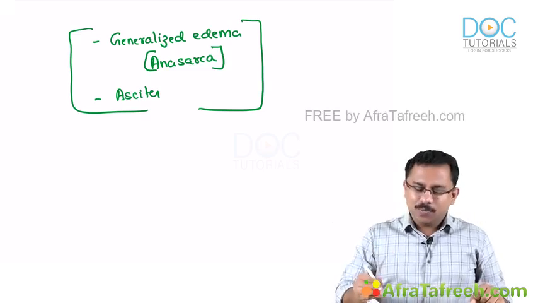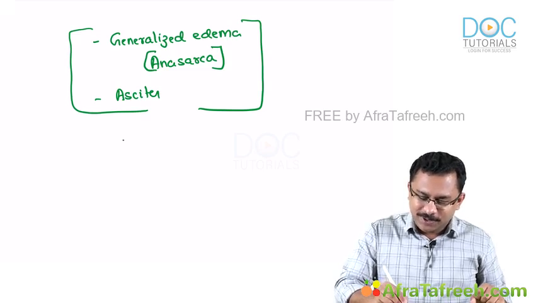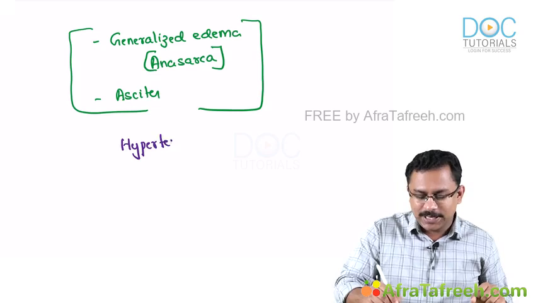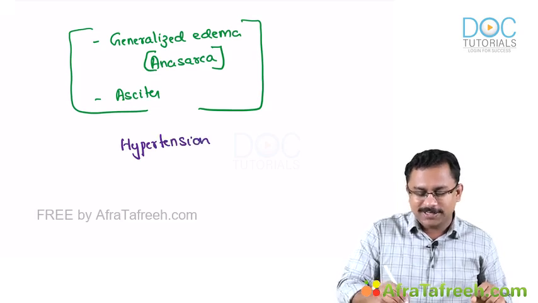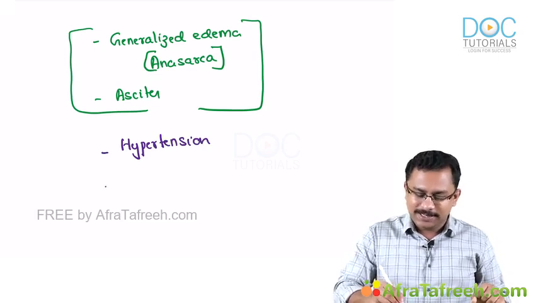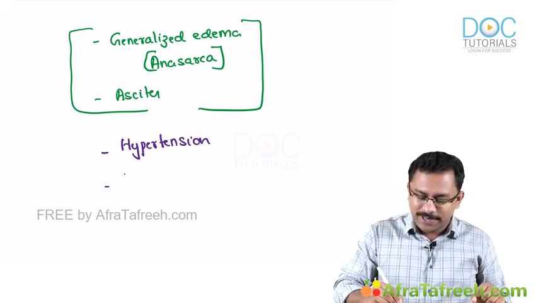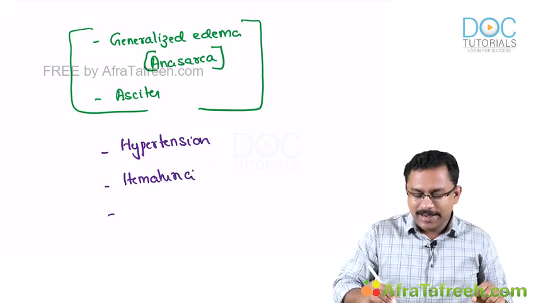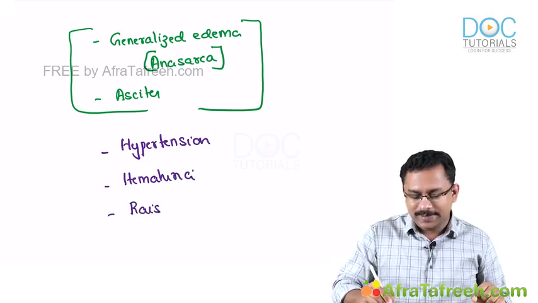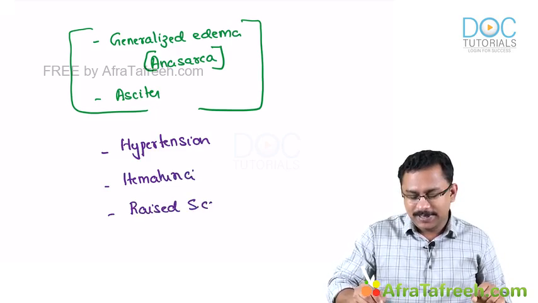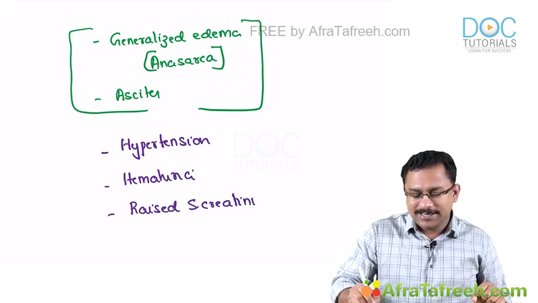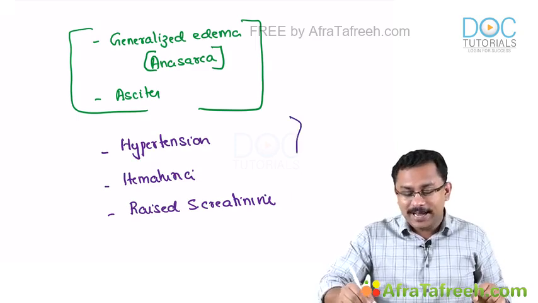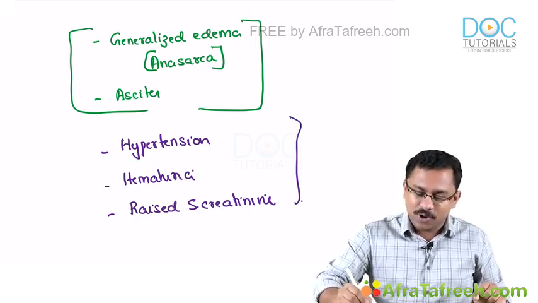Now, what about features like hypertension? I am writing a few features. You tell me, is it common or not in this disorder? Hypertension, maybe hematuria, and raised serum creatinine. You tell me, is it common or uncommon in this disorder? Let me tell you, it is very uncommon.